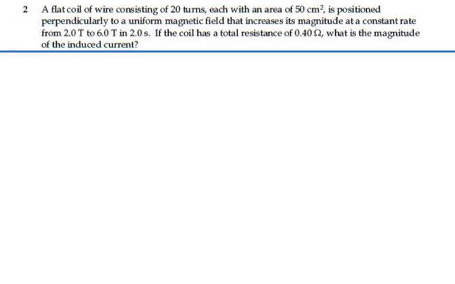Here's problem 31-2. A flat coil wire consisting of 20 turns, each with an area of 50 square centimeters, is positioned perpendicularly to a uniform magnetic field that increases its magnitude at a constant rate from 2 Tesla to 6 Tesla in 2 seconds. If the coil has a total resistance of 0.4 ohms, what is the magnitude of the induced current?